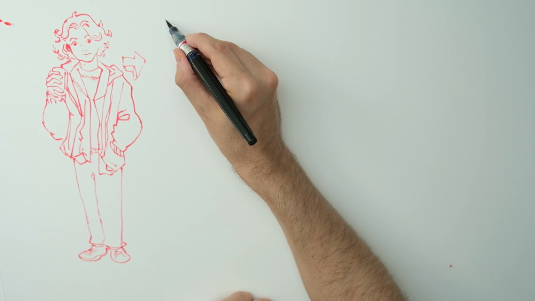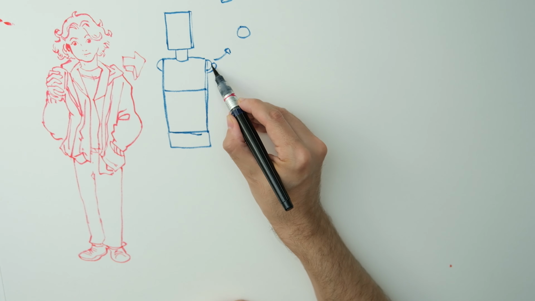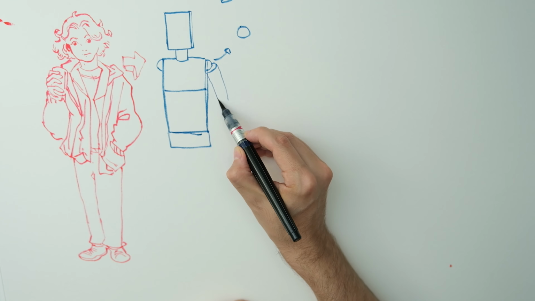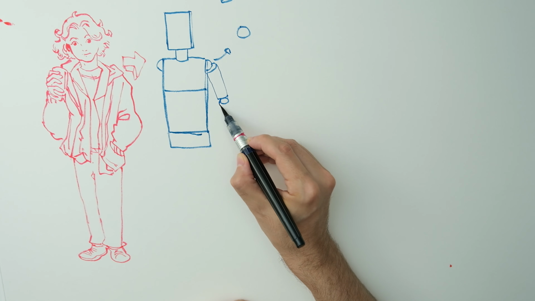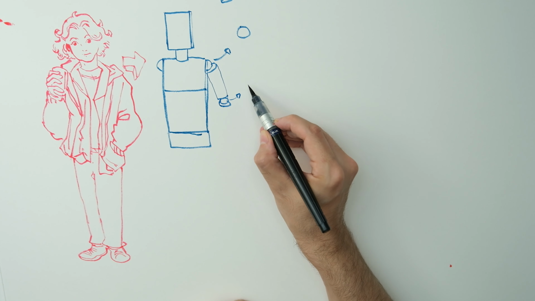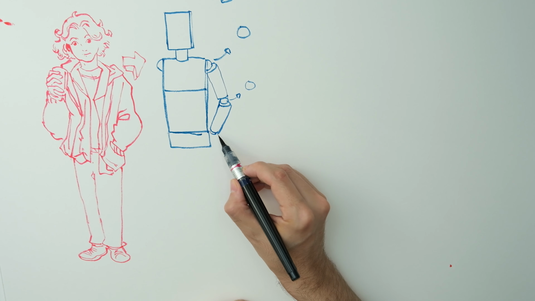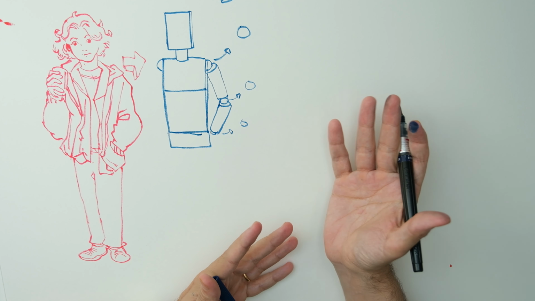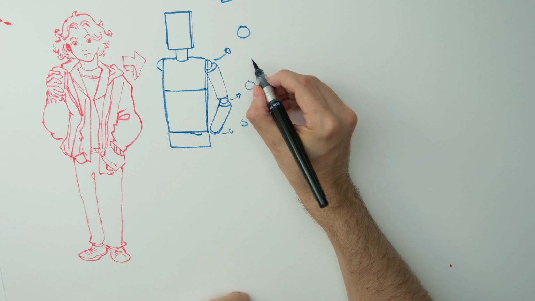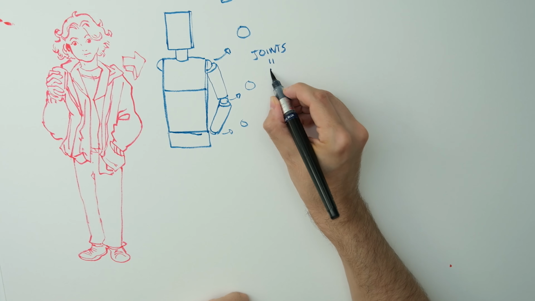Then for the arms, the shoulder is like a ball. Shoulders are essentially two balls. And then the arms can be thought of as tubes connected by another ball here that bends like this. And then for the hand, you have another small ball here. The joints are essentially balls. So joints equal balls.